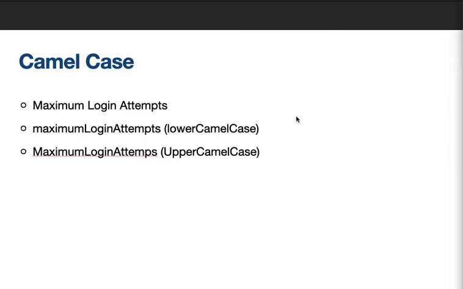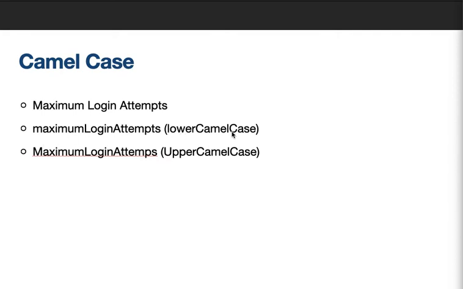Camel case combines all words by removing spaces between them and capitalizing the first letter of each word except for the first word. This convention is very popular among many programming languages, and the reason is that it is very easy to distinguish between multiple words. And the reason it is called camel case is that when you use this convention, it looks like the hump or humps of a camel.